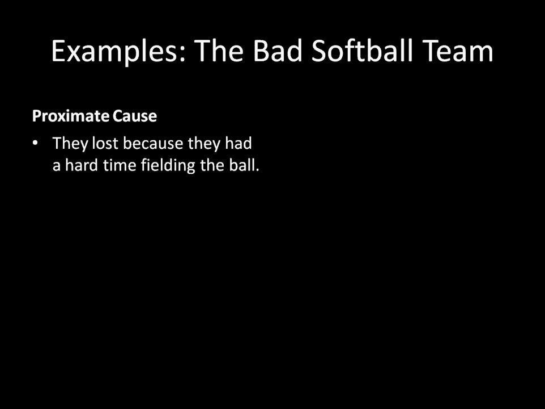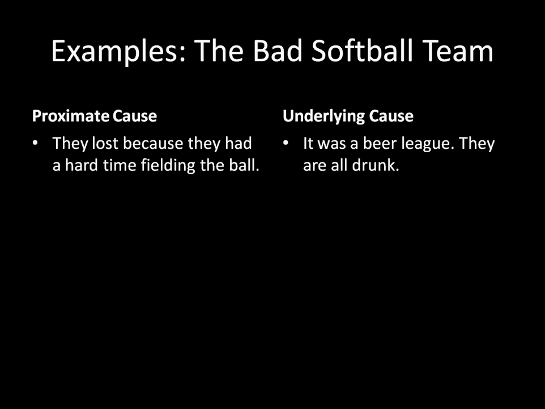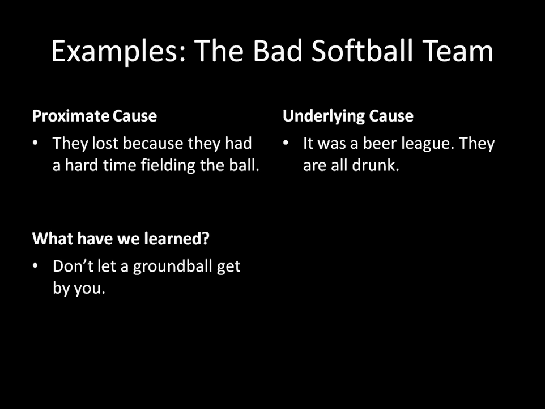Let's look at the bad softball team, and I bring this up because I play on a very bad softball team. A proximate cause for why we lose is we lose because we have a hard time fielding the ball. An underlying cause for why we lose is that we play in a beer league and we're always drunk. Now, if we look at the proximate cause to explain why we're losing here, we're going to learn that we shouldn't let a ground ball get by us, but we knew that already, and it's just we can't control that.